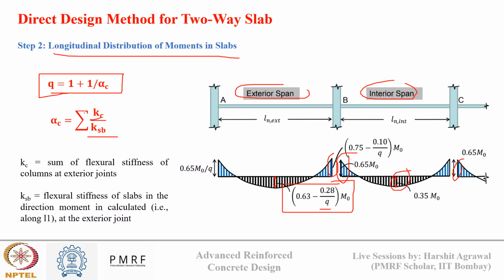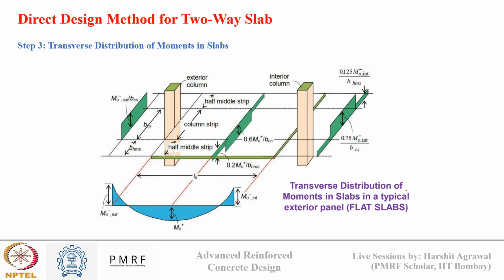Why are we doing summation? The summation is for adding the stiffness of all the columns at the exterior joint in a section, and summation Ksb is the flexural stiffness of the slab in the direction of moment, that is along the L1 direction. Once we get the ratio of these stiffnesses, we can determine the alpha c value. Once we know the alpha c value, we can determine the q value. Once we know the q value and the static moment value, we can determine the moment distribution along the longitudinal direction.